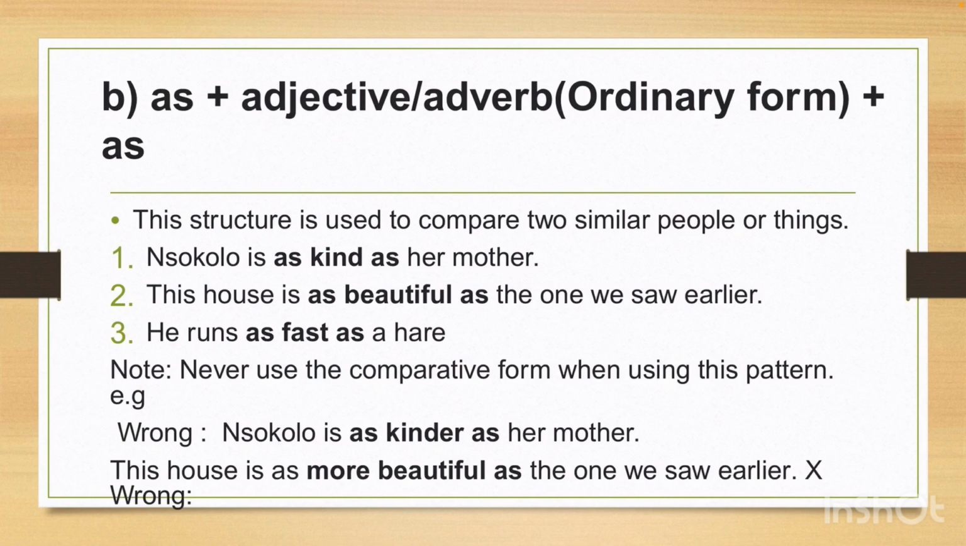For example, it would be very wrong to say Nsokolo is as kinder as her mother. You cannot use the comparative form in between as and as. This house is as more beautiful as the one we saw earlier. That is very wrong. So once you use as dash dash as, then the word, which is an adjective or adverb, will be in its original form. You're not supposed to add anything.